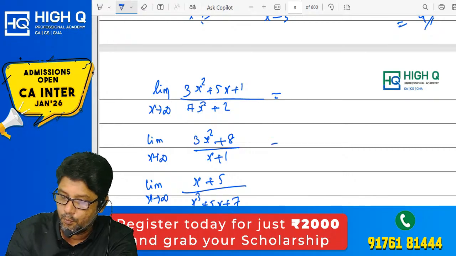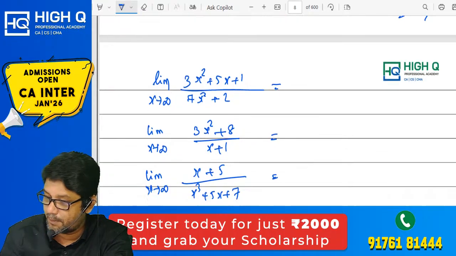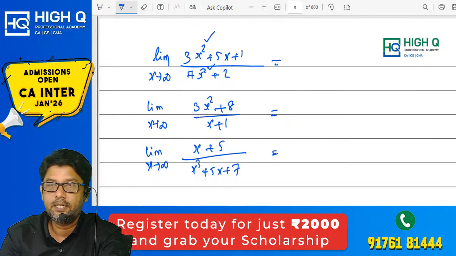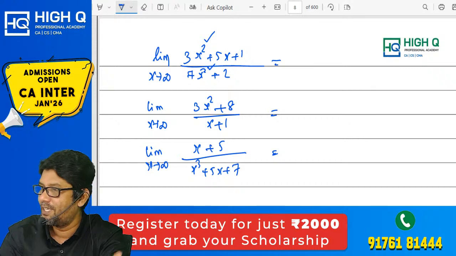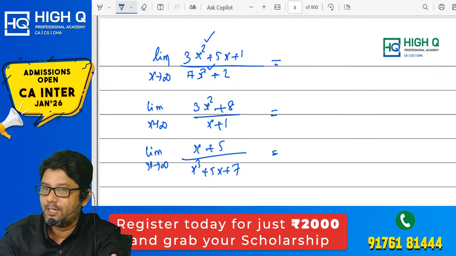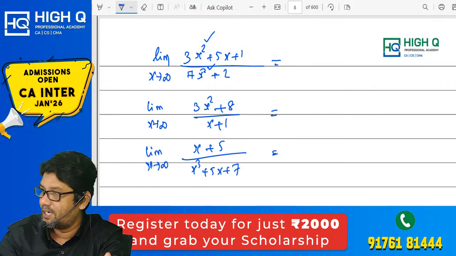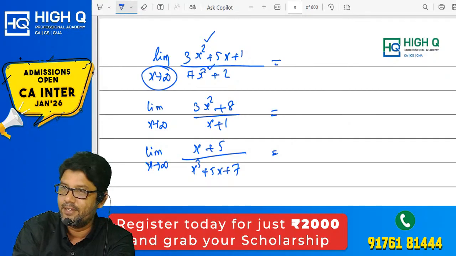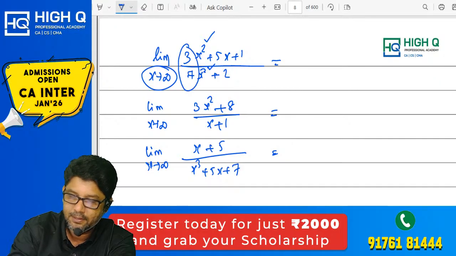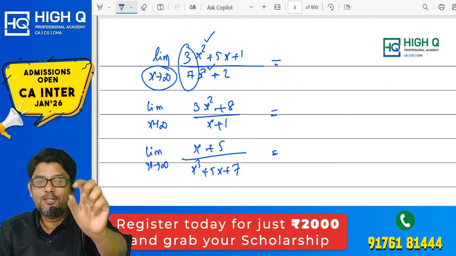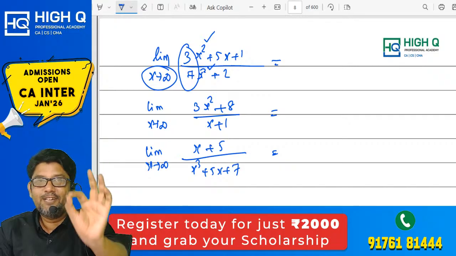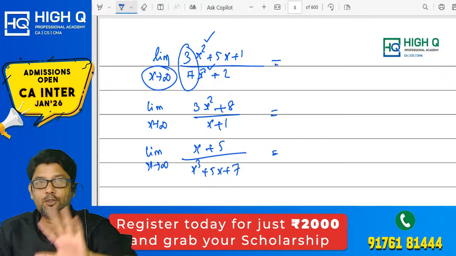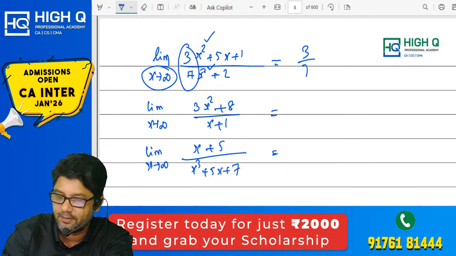Now, 3 types of question. What is the first type, you know? Degree of the numerator is equal to degree of the denominator. That is the first type. If the degree of the numerator is equal to the degree of the denominator and infinity is given, then directly the answer is 3 by 7. 3 by 7 in the sense what? Coefficient of highest degree divided by coefficient of highest degree. Here x square is the highest degree, so those coefficients only we have to write. So answer is 3 by 7.